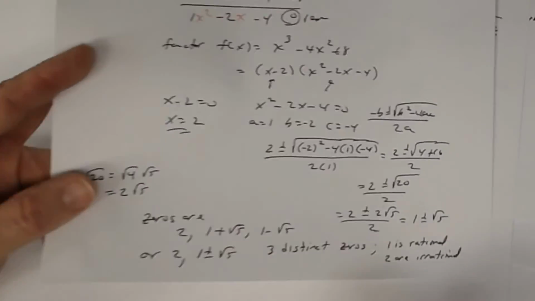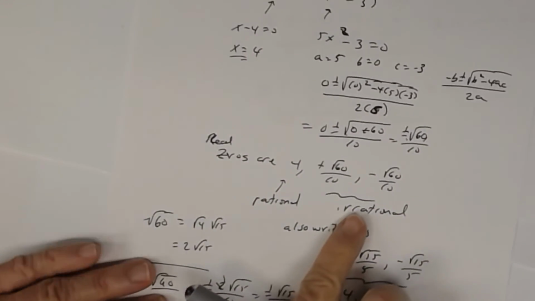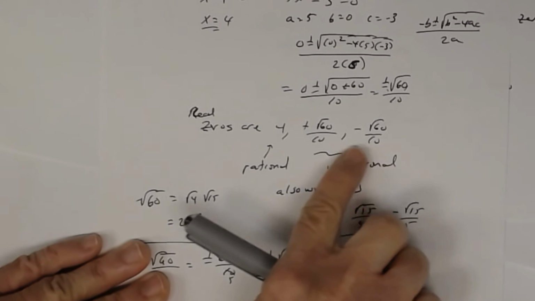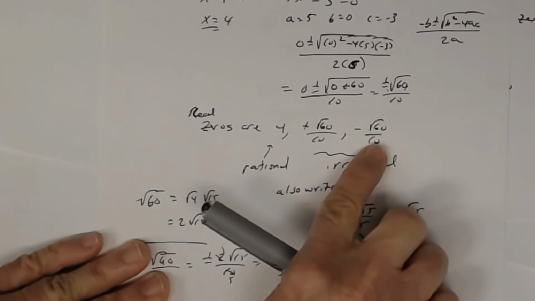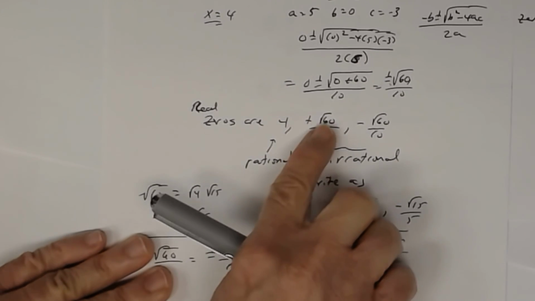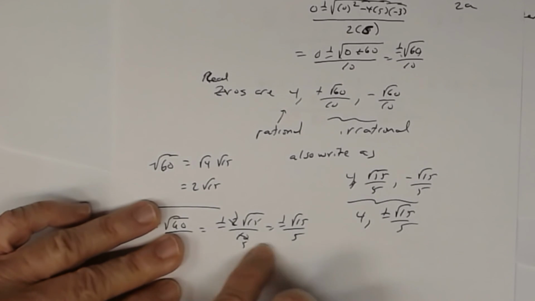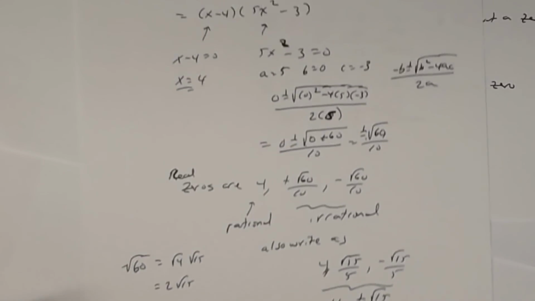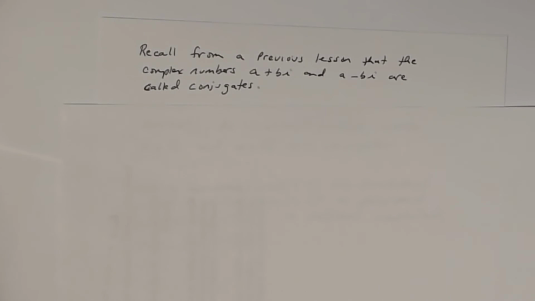Okay? All right. So the point I want you to be aware of is this. The irrational zeros occurred in pairs. Those were conjugates. Square root of 60 divided by 10, negative square root of 60 divided by 10, which reduces to plus or minus square root of 15 divided by 5. So that brings us to this. Let's look at this now before we end this lesson.